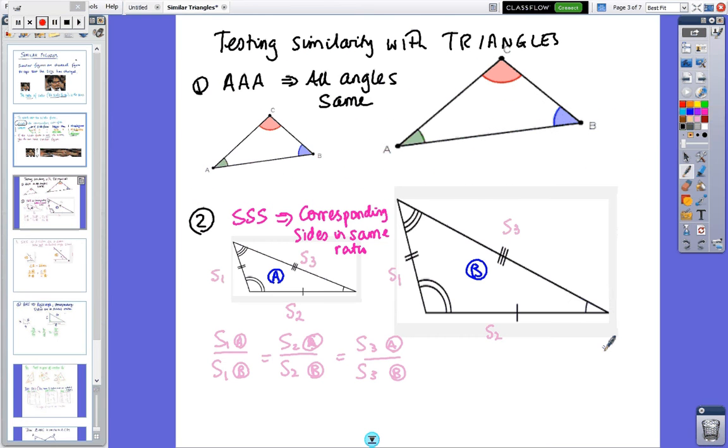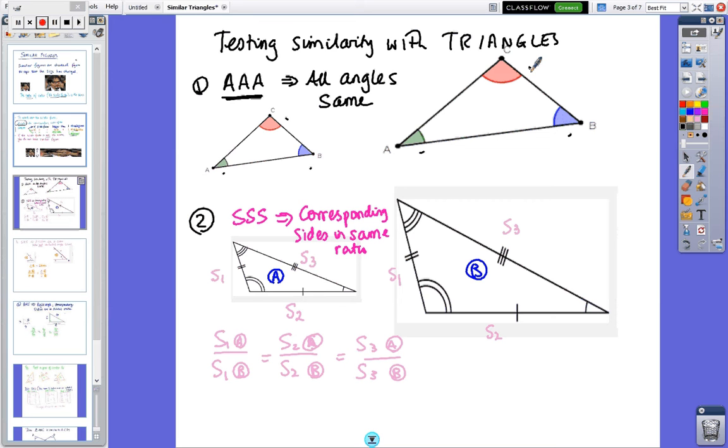Okay, so there's 4 tests of similarity. We're just doing triangles. There were 4 tests with congruency, and there are 4 tests with similarity. The first test is AAA. Okay, so that's quite straightforward. All the angles have to be the same, so whatever these angles are going to be the same, but the triangle is going to be bigger. So that's the easy one.